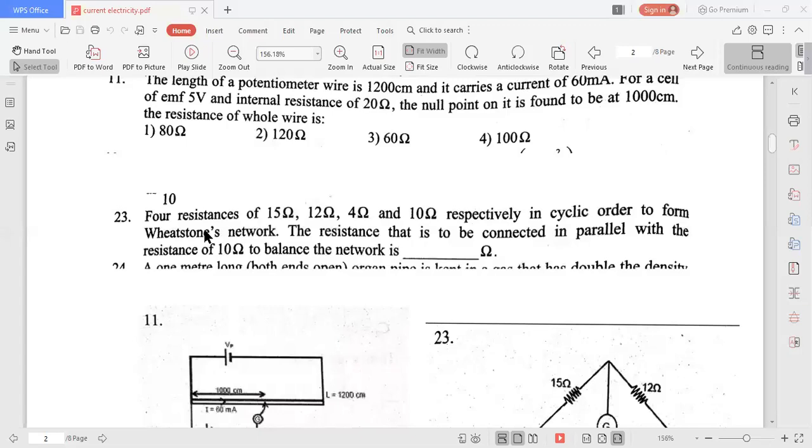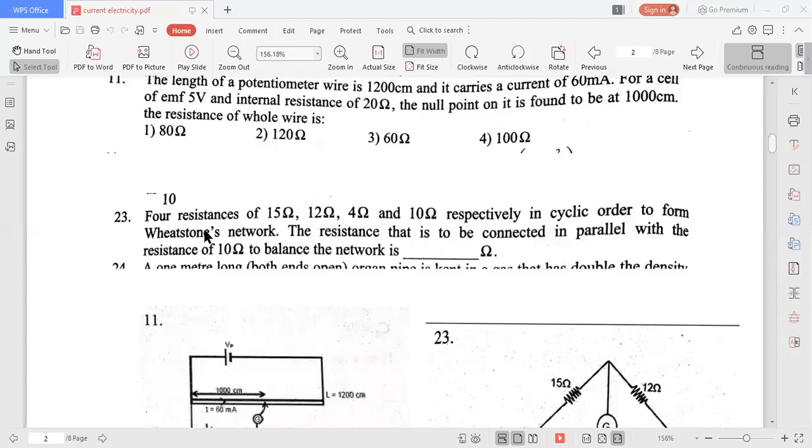Okay. Now, the resistance that is to be connected in parallel with the resistance 10 ohm to balance the network. Actually, directly, is it balanced or not? In order to find that, P by Q must be equal to R by S. But here, P by Q is not equal to R by S. That's why it is an unbalanced Wheatstone bridge. To balance it, what is the resistance to be connected in parallel with the 10 ohm resistance? Or what is the resistance to be shunted across 10 ohm to balance the bridge? That is the question.